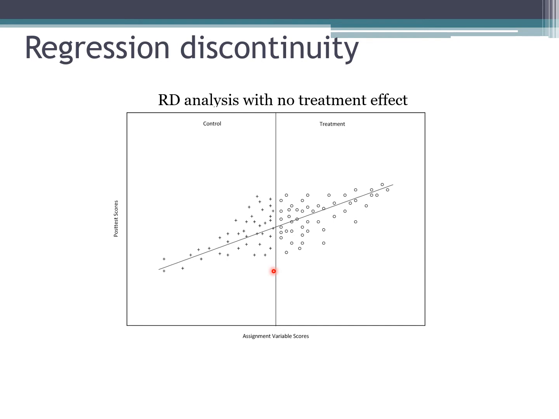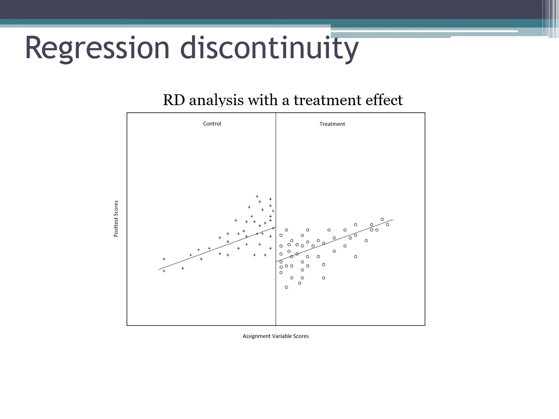If there was a treatment effect, we might expect some decline for those that are above the cutoff, that are in the treatment group, and we would see a level change in that slope. Here we don't see that. We see essentially a regression continuity, no change at the cutoff. That would suggest no treatment effect. This next slide shows what we might expect if there was a fairly substantial treatment effect.